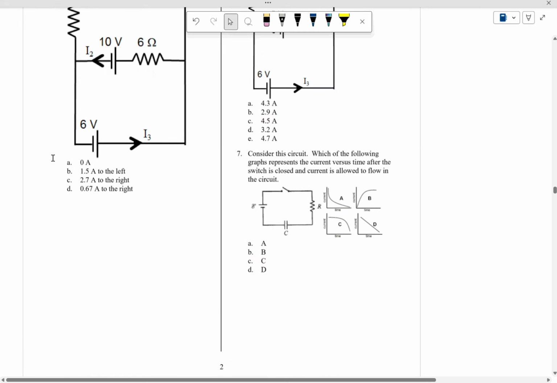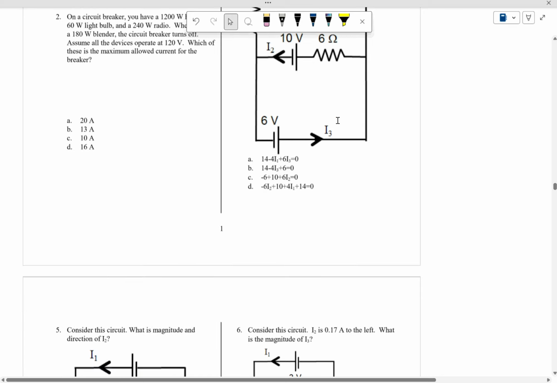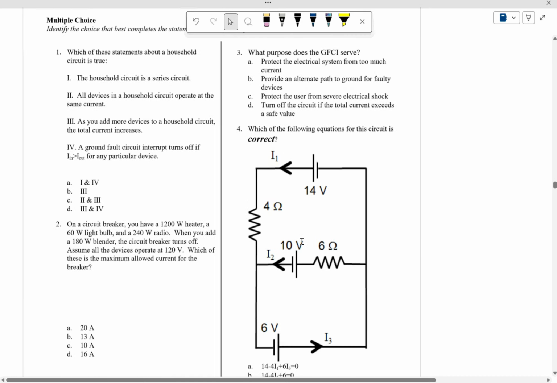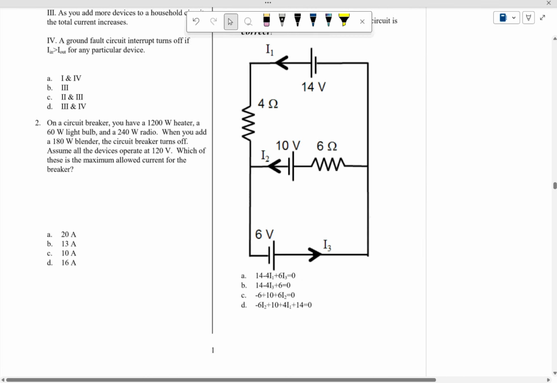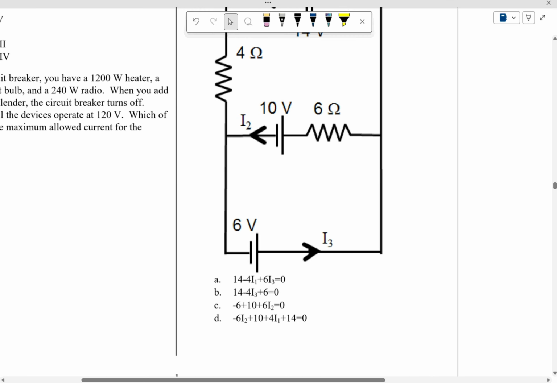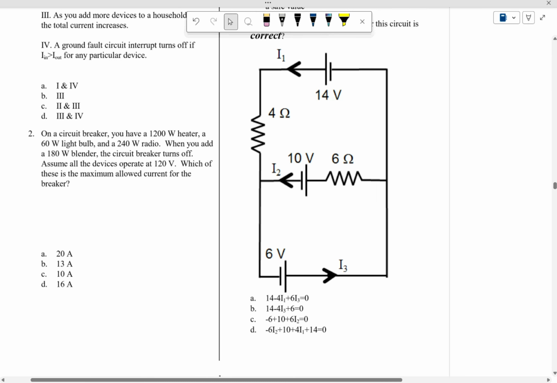There'll be one like this with the equations. Which equation is right? Let's just sort of go through this, okay? So on these, I put them in order. So you just go with the first number. For example, A starts with 14. That means I'm going in this direction. So 14 minus 4I1. So far that's correct. Plus 6. Oh, but it's 6I3. It should just be plus 6, but it has I3, so that's not right.